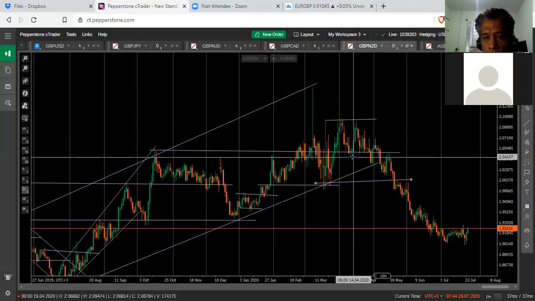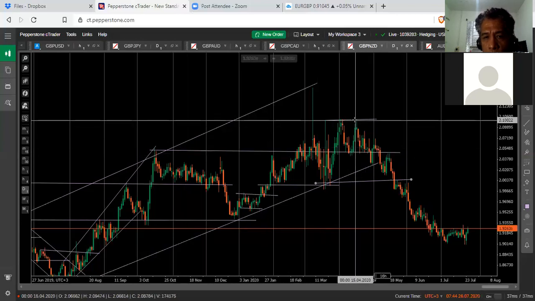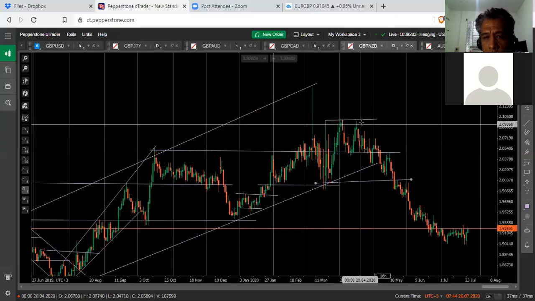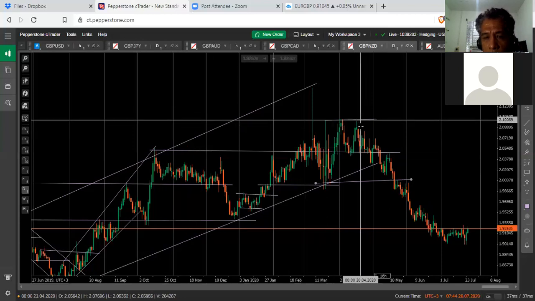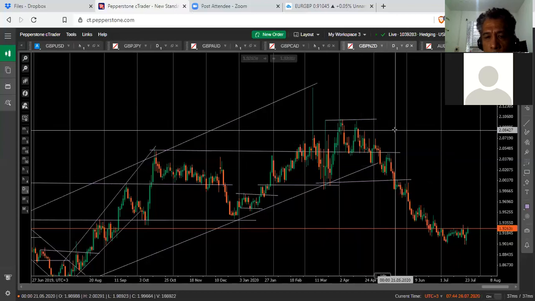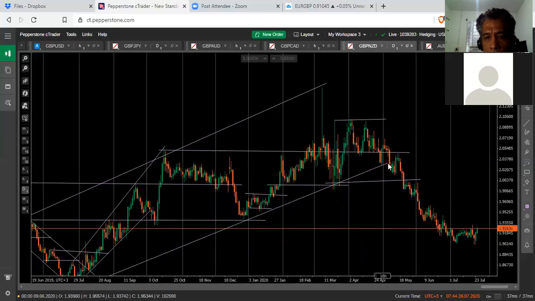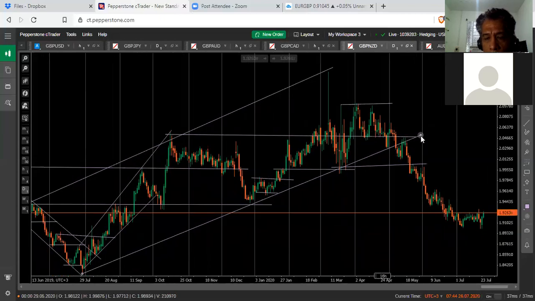Then this support holds, then it tries to push. The third time, you can see there is a failure. You can see a twin bar failure. So this is a good entry for short. So we might suspect that there is a possibility of the market changing its market bias or the market structure. So as you can see here, the market changes.